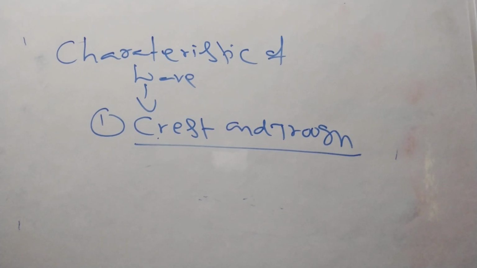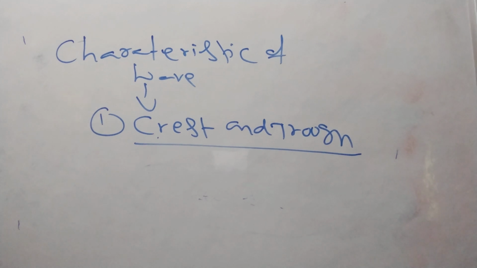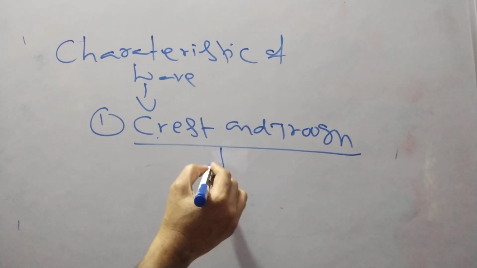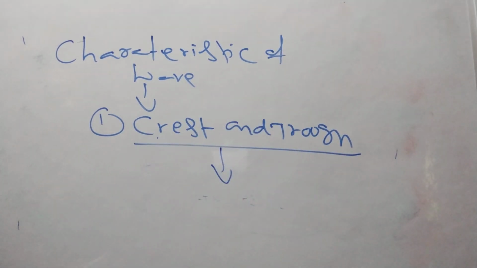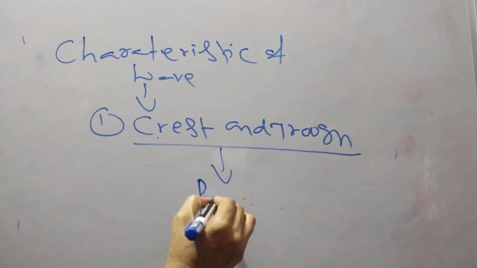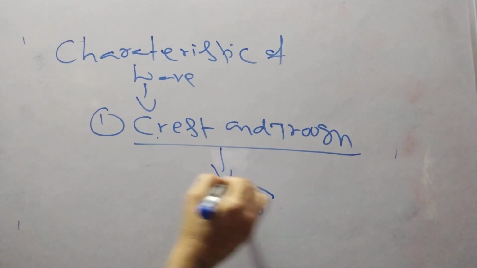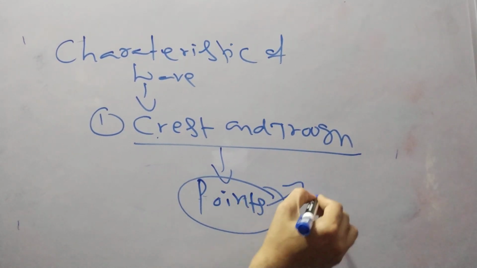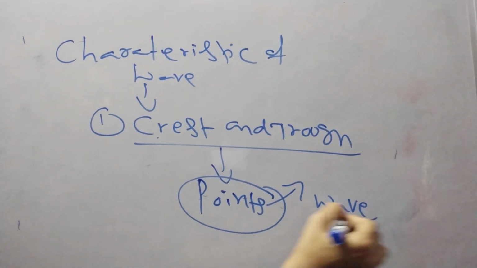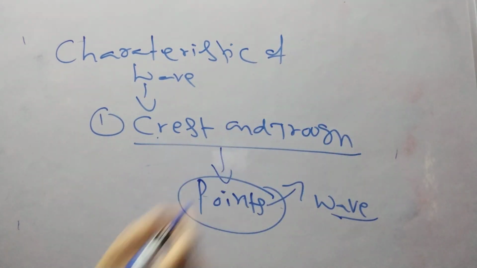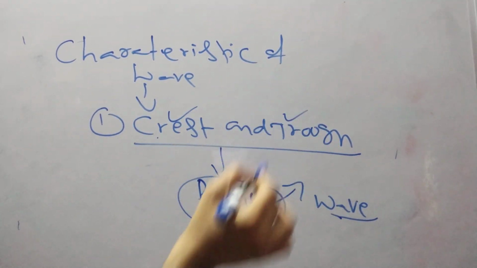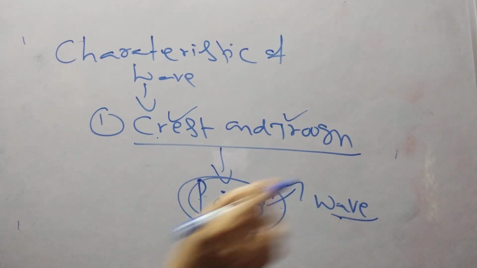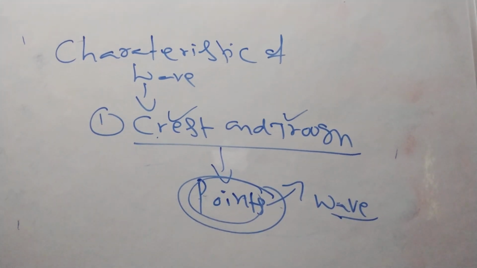Actually, these crest and trough are not called as wave. These are called as points. Very important one. These are called points in the wave. Crest means it is not a waveform. Trough is not a waveform. Crest and trough are nothing but points in a wave. So that is an important point here, right?